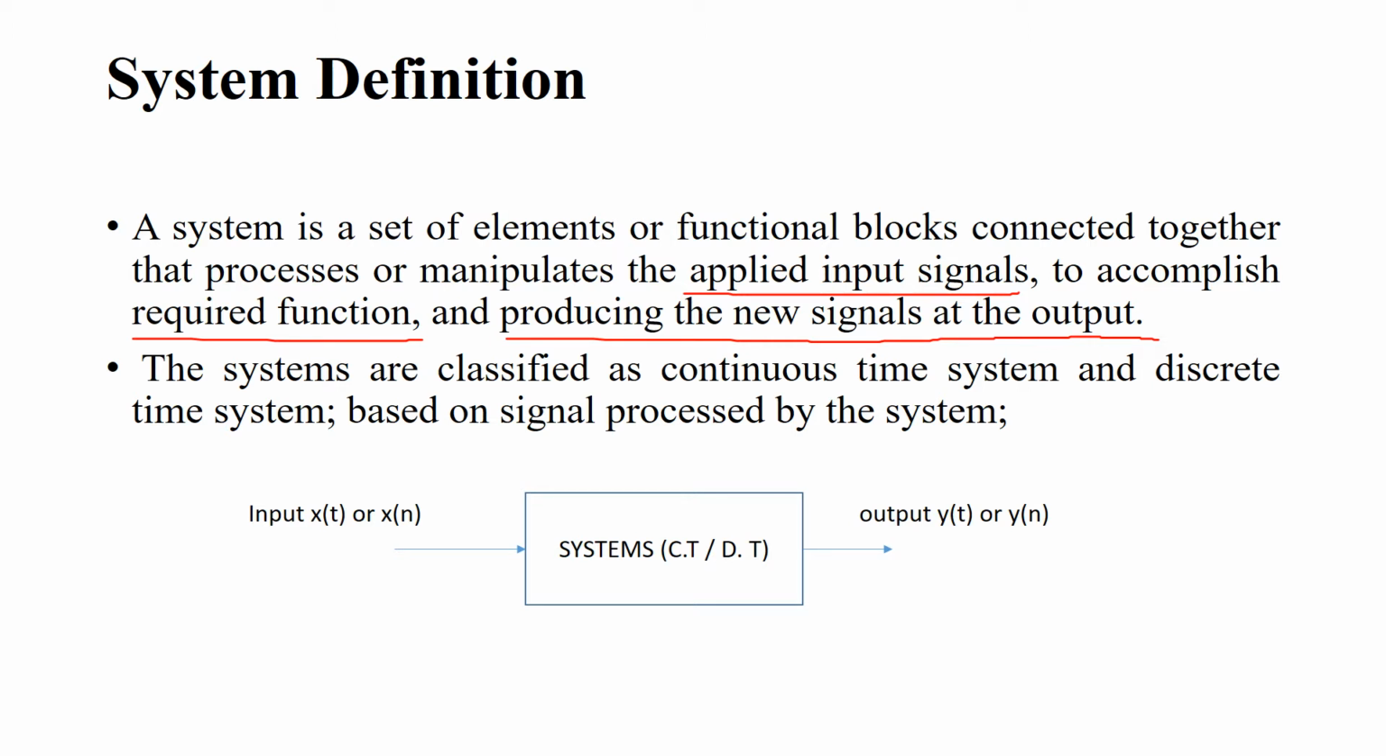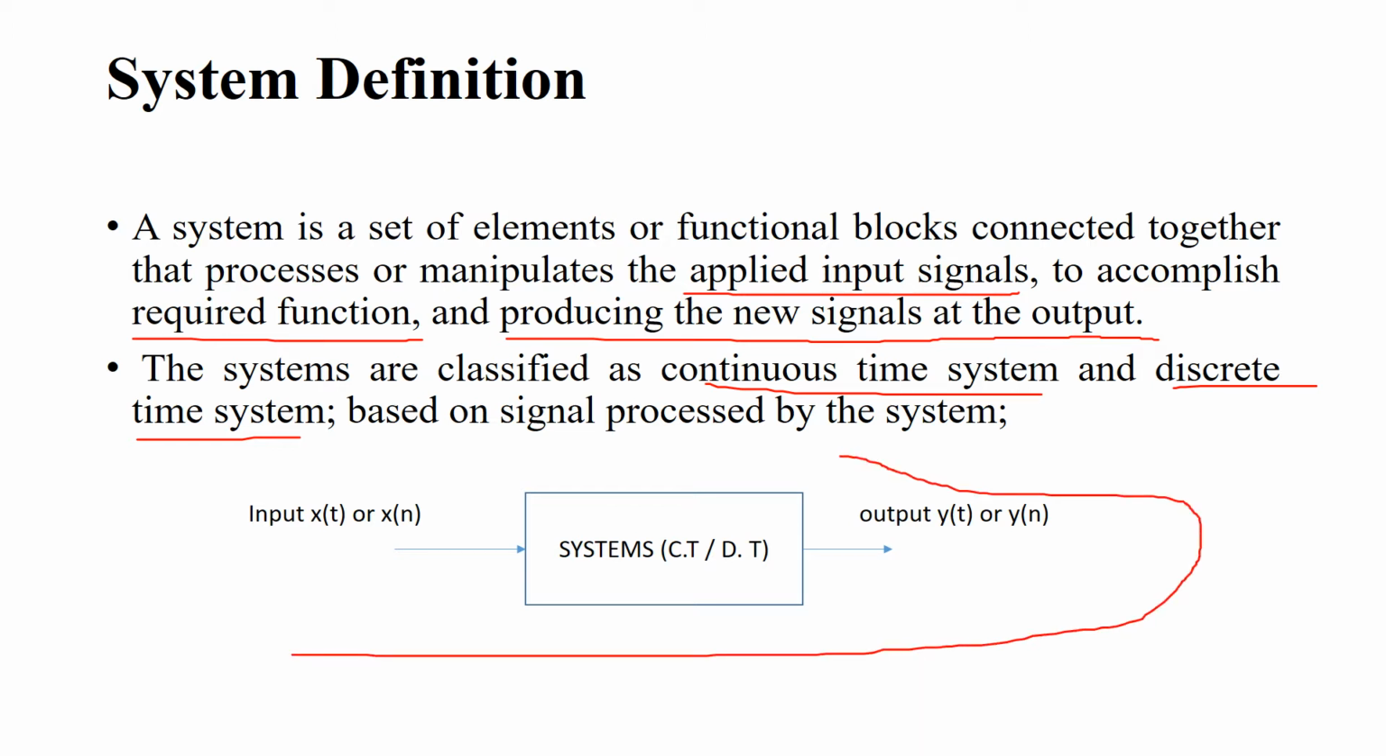The systems are classified as continuous time system and discrete time system based on the signal processed by the system. This is the generalized block diagram of a system. So here the system may be continuous time or discrete time, and this is the input and this is the output. The input may be represented as excitation and the output may also be known as the response.